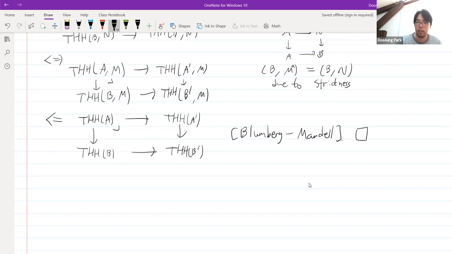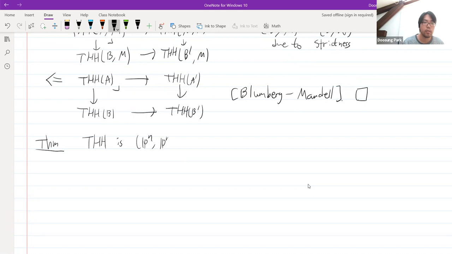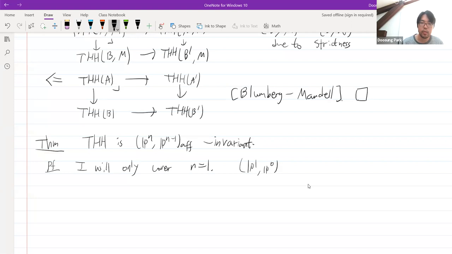Okay, and the only remaining thing is THH is Pn, Pn minus one affine invariant. And then we can deduce that THH is representable. So the proof is that, because the definition is a little complicated, like we need n cubes. So the proof is the same, but similar, but I will only cover the case when n is one. So in this case, as before, P1 comma P0 is just box. And then we recall the definition of box affine.